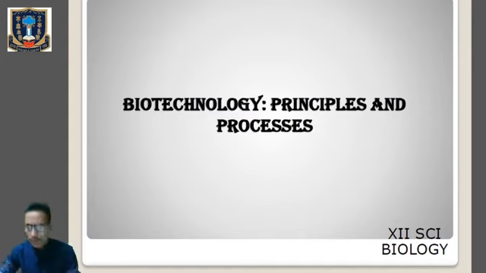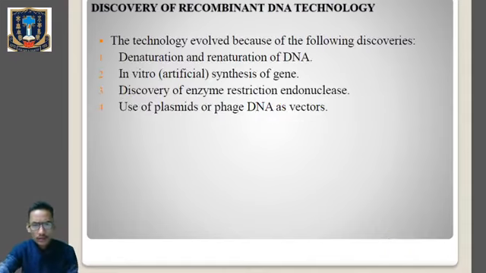Today we will continue with the same topic, that is recombinant DNA only. First of all, we will see the discovery of recombinant DNA technology, the technology that leads to the formation of recombinant DNA, where the DNA comes from two different sources. How did this technology come into existence, how was it discovered, and what were the possibilities that led to its discovery? This technology evolved mainly due to certain features. The first feature is the denaturation and renaturation of DNA.